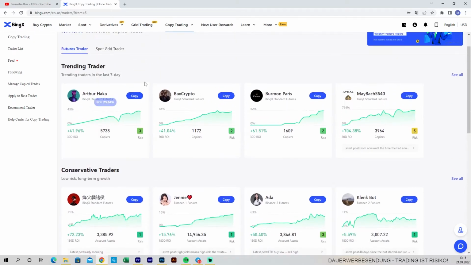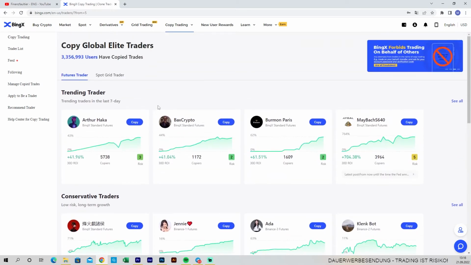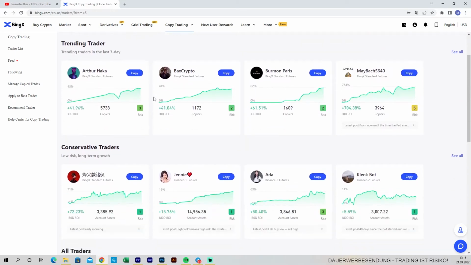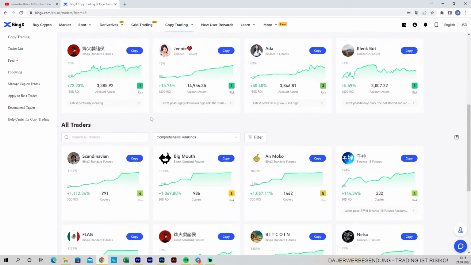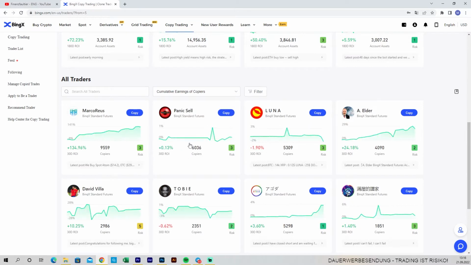You see all those traders: trending traders, conservative traders, all traders. Even though this is no advice, I would not suggest checking out trending or conservative traders. I would go here to the filter section and filter yourself. What I did, when I checked my trader portfolio, was sort by the cumulative earnings of copiers. I wanted to see who made the most profit for its copiers.